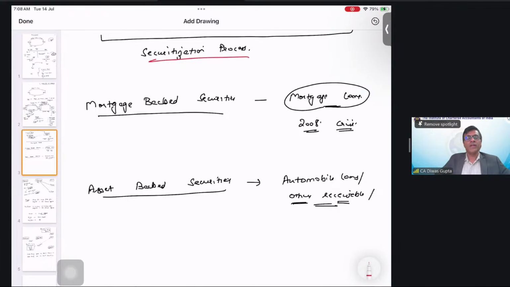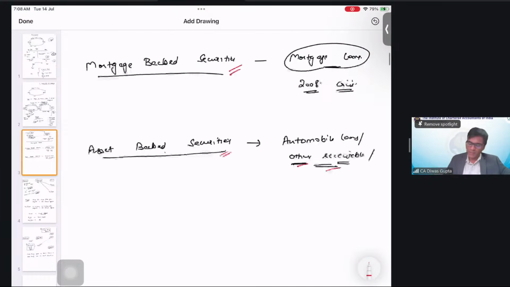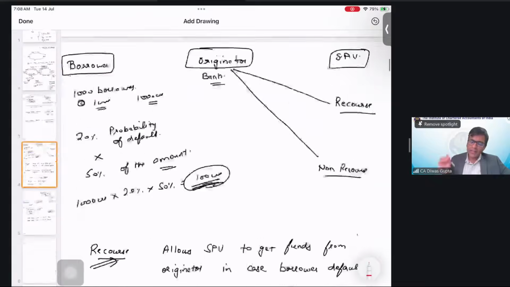Then there are two types of security, students. One, there is mortgage backed securities. Second, there is asset backed securities. Mortgage backed securities are the ones where the underlying is the mortgage loan, for example, the home loan. Asset backed securities are the ones where the underlying is other than mortgage, any other asset. For example, the automobile loan. In the automobile loan, the hypothecation is created for the vehicle, or there can be other receivables, for example, any credit card receivable. So these are called asset-backed securities.